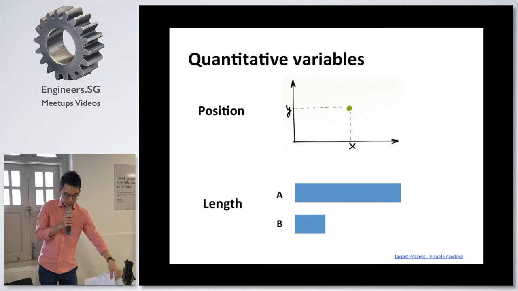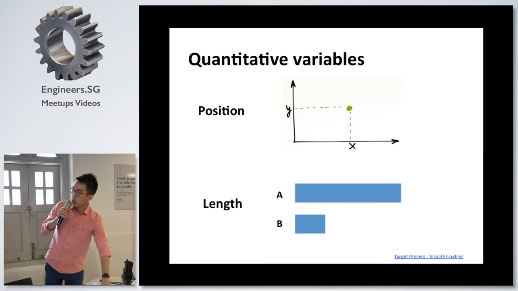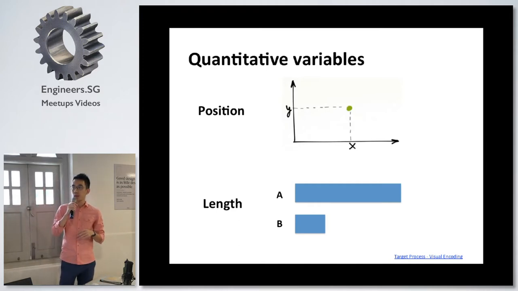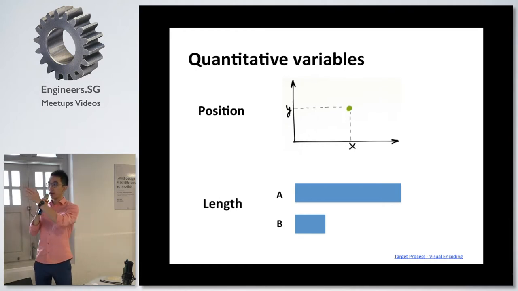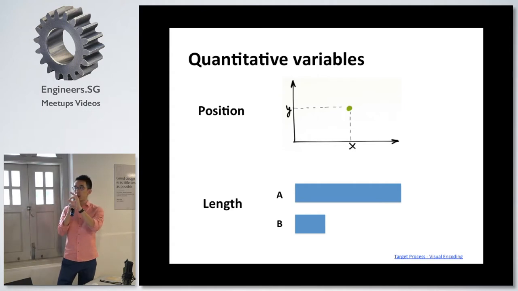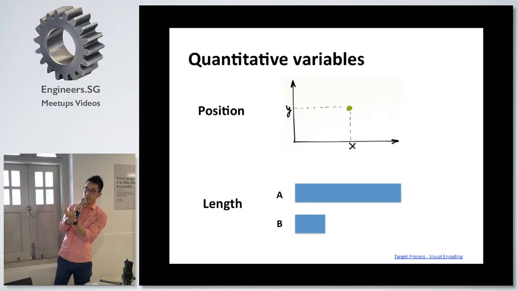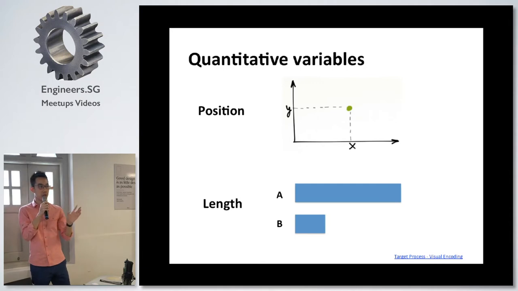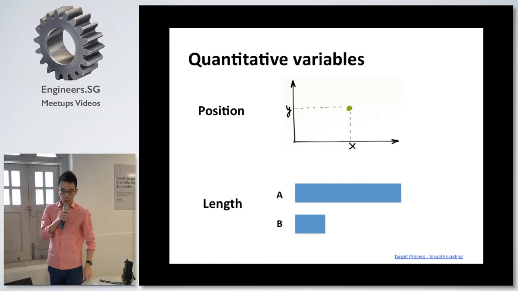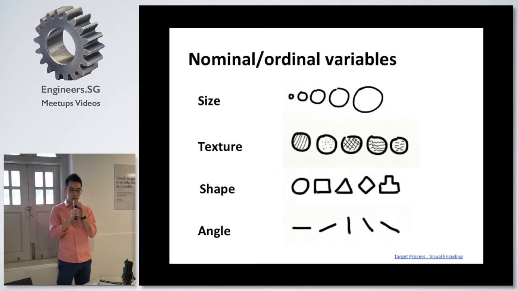Okay, so when we have quantitative variables, generally we try to represent them using x or y axis or by length. For position, it's very clear what the magnitude of the variable is when you represent it on the x or y axis. And for length, why is it useful? It's because it's easy to compare the magnitude of different variables across the chart. For example, B is probably like 1/3 or 1/4 of A. Even without a scale, you can give an estimate. So we try to represent quantitative variables using position or length.